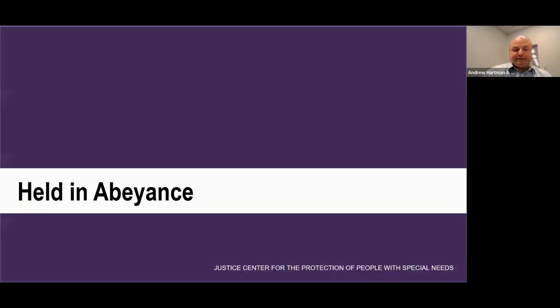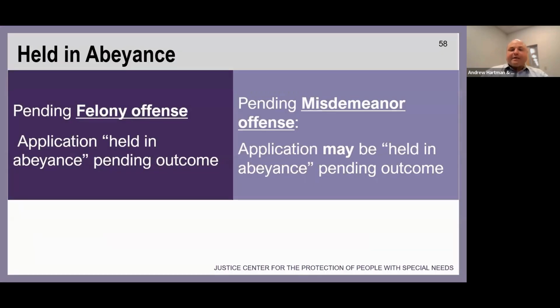Now we get to hold in abeyances. There are two types of hold in abeyances. When there's a pending felony offense, the Justice Center is required to hold in abeyance. And that means that the individual has a charge. In one case, it's a felony, and we're required to hold up the application until the individual obtains a disposition of how the case has been resolved.